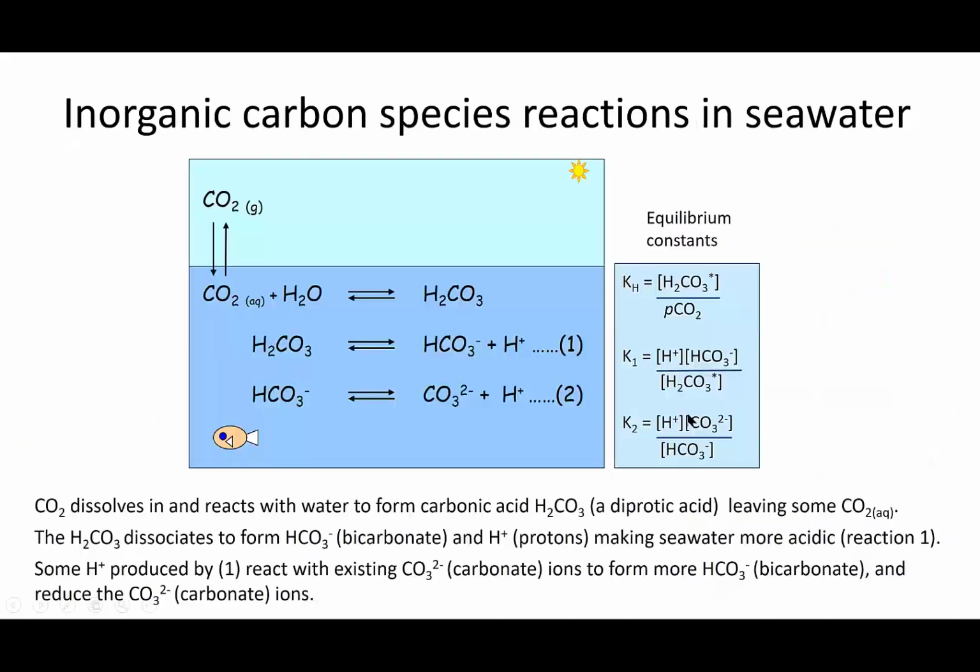So this diagram sets out schematically the exchange of CO2 between the atmosphere and the ocean, and then the reaction of CO2 with water in the ocean to produce carbonic acid, a diprotic acid that has two hydrogen ions, or two protons. That carbonic acid dissociates in seawater to produce bicarbonate ion and a proton, which makes the ocean more acidic. That proton that's released here drives this other reaction, the equilibrium between bicarbonate and carbonate ions. It drives it back to the left.